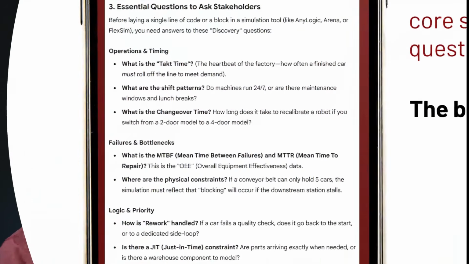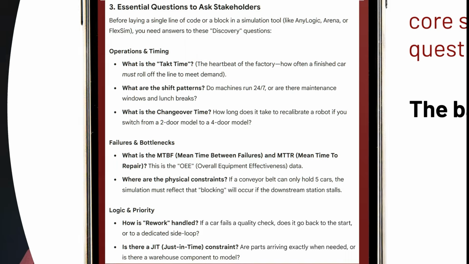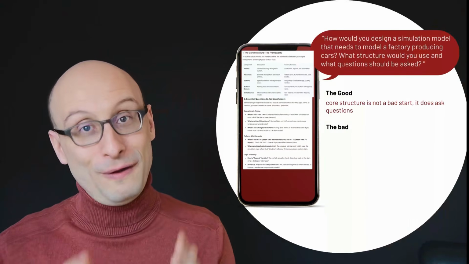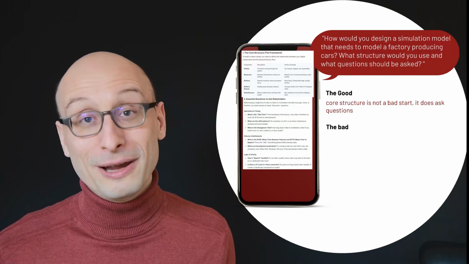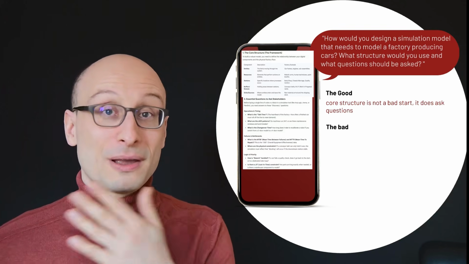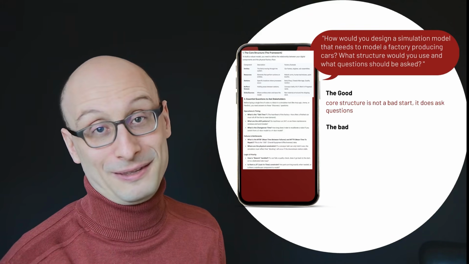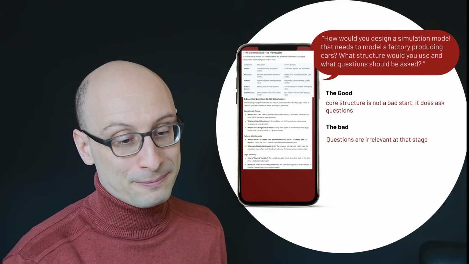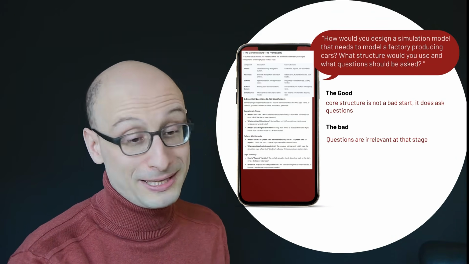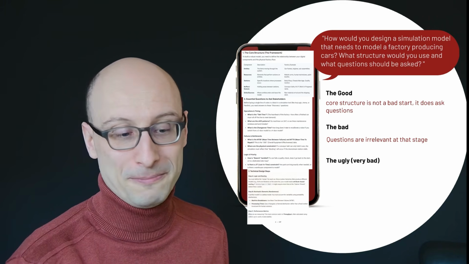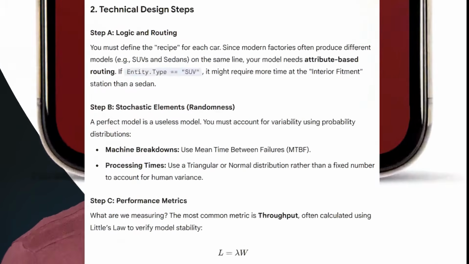So then it starts to give you the questions that you should be asking stakeholders. And it comes up with stuff about takt time, shift patterns, changeover time, MTBF, rework. All these are very bad questions to ask at this stage. Completely irrelevant questions, really. You would ask those a lot later, not at this stage. Far too detailed. So, not really good. But as a new modeler who has no idea, you wouldn't be able to judge that, would you? That gets worse.